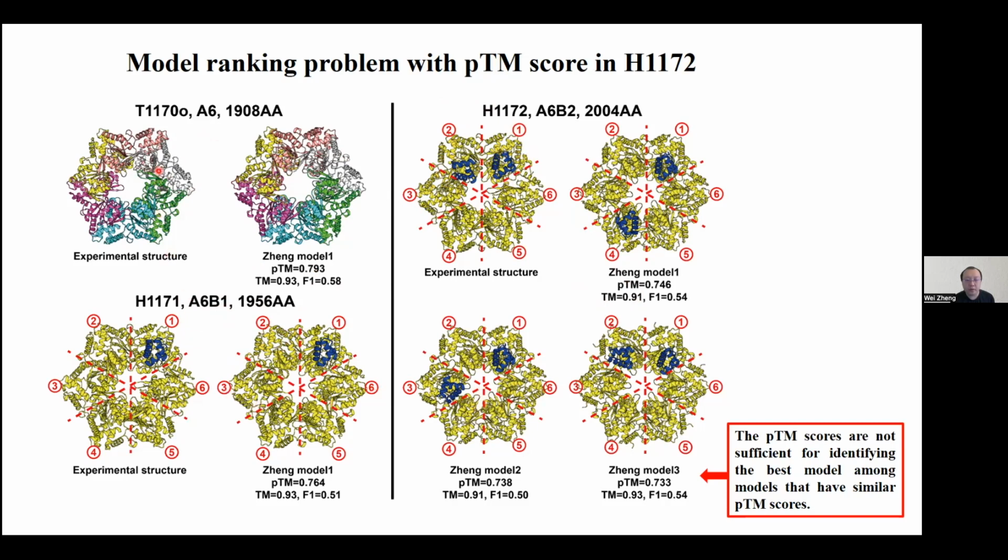DeepMSA fold correctly predicted the models for T1170 and H1171, but it has some difficulty correctly picking up the model for H1172. In the experimental structure of H1172, the two copies of B proteins are in neighboring positions. However, DeepMSA fold actually predicted this complex with 3 states, as shown in this figure. The wrong state model was ranked first by the Zheng group because it has a slightly better PTM score compared with the correct state by model 3.